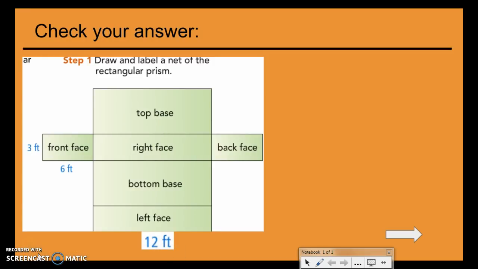And then the side was 3 by 12 because the right face and the left face are the same size. And then the top and bottom face are 6 feet, which is right here, the same size as the bottom face, by 12 feet. Alright, so you have your measurements that we saw.